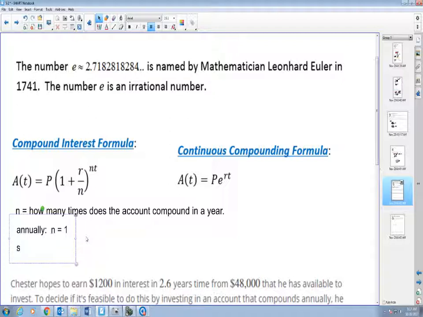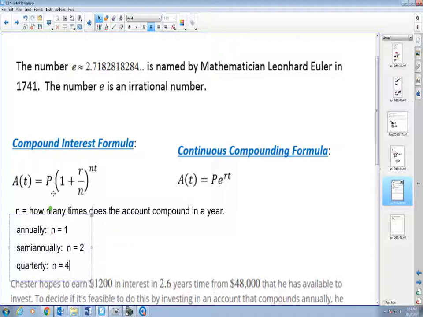Semi-annually means n is 2. The account rolls over twice a year. Quarterly, n is equal to 4. Every 3 months the account will roll over by itself. Take the principal plus the interest, and all that money rolls into the following compounding period.